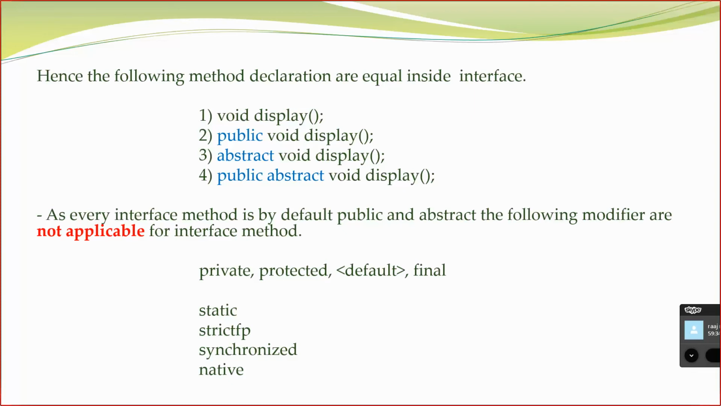Sorry, the final modifier can be defined on a class, on methods, and on variables. For variables, it means we cannot change the value we initialized. For methods, if you make a method final, we cannot override it. Suppose we define any class as final, that means we cannot create any subclass of that class.